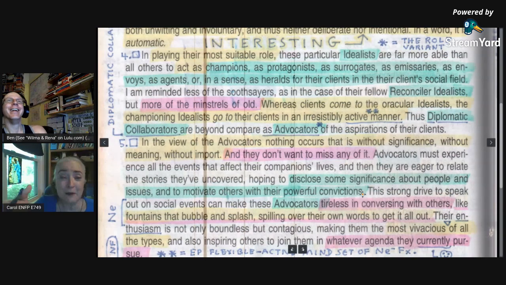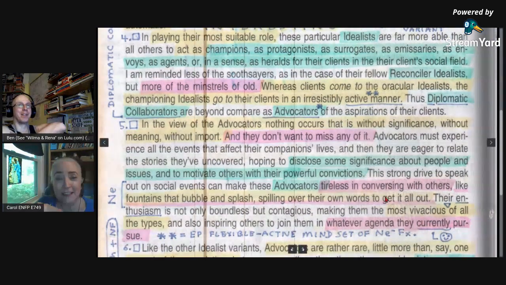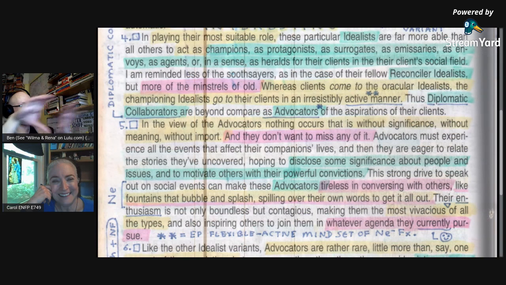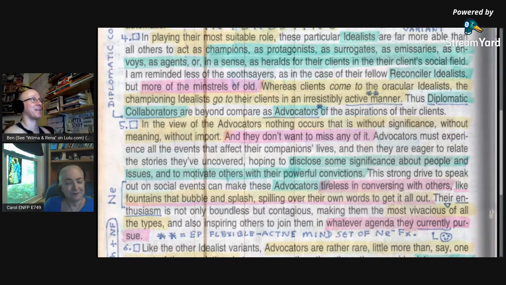Well, I mean, this is embarrassing, but champion idealists go to their clients in an irresistibly active manner. Oh my God, that would be me. I do a bit of that with her in typology, though, when I'm on my territory, because this is a thing that Victor has where when the INTP is in their wheelhouse, so me with typology, it's like, oh, let's do this event, let's do this. That's a little bit like a mini ENFP. Well, that's because you're in the grip of your extrovert intuition there, Ben. Yes. The NE with the FE, yeah.